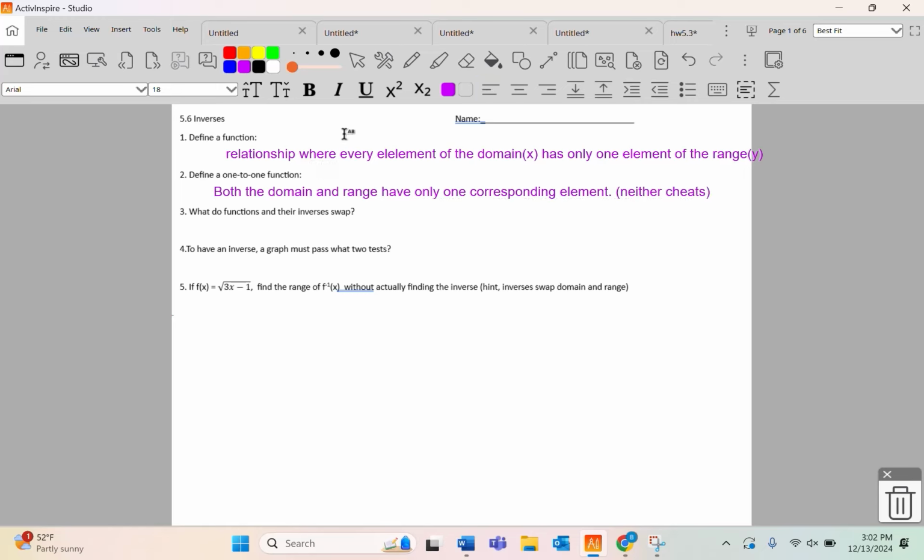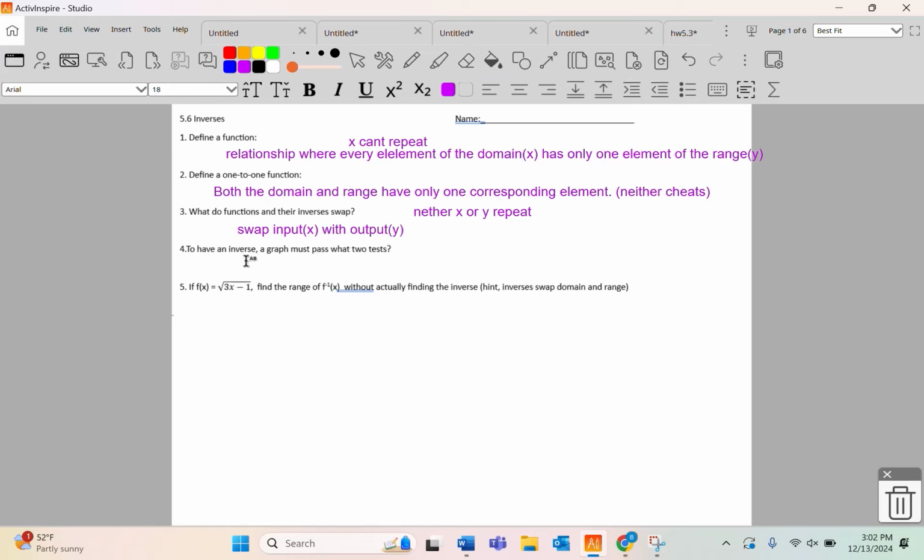All right, so some people talk about the first one saying X can't repeat. They might say this one, neither X nor Y repeat. There's lots of layman definitions of things. What do functions and their inverses swap? They swap input X with output Y.